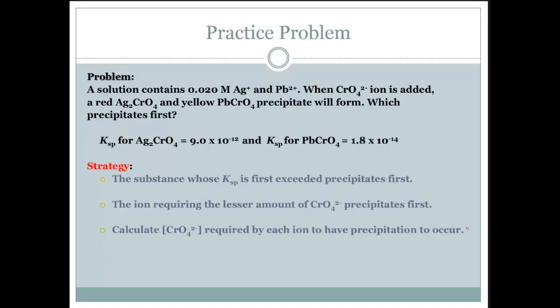Alright, so let's take a look at this question. A solution contains 0.02 molar of silver and 0.02 molar of lead. We're going to react it with as much chromate as we need. If it's red, it's going to produce silver chromate. Lead chromate is yellow. So which will form? They give us the Ksps of both of those compounds. What we're going to do is figure out how much chromate is required for each of those scenarios and figure out which one takes less.